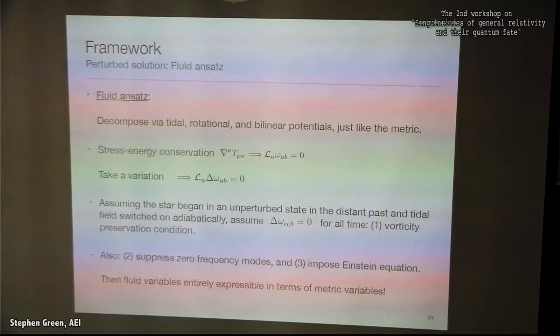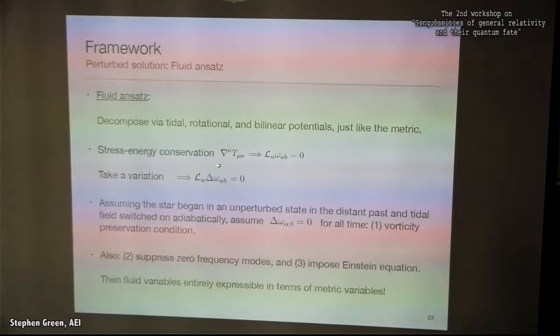Now, we've been talking about the metric so far, but the fluid ansatz is also necessary. So we need to treat the stellar interior. So we want to decompose all of the fluid variables, just like the metric ones, into tidal, rotational, and bilinear potentials. But it turns out we can write all of them in terms of the metric perturbations. And the reason, so long as we just assume basically that the star has none of its own oscillation modes excited, in that case, you'll have that the stress energy is entirely determined by the metric.